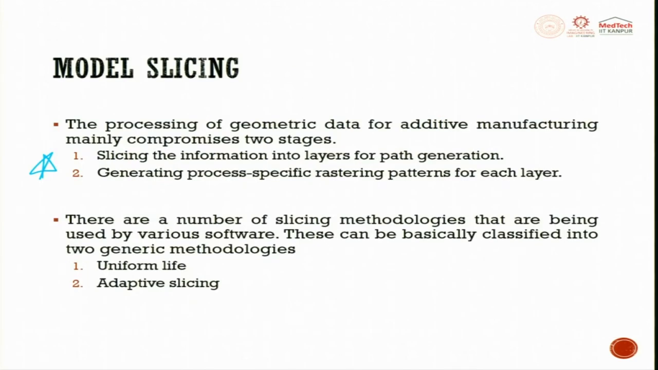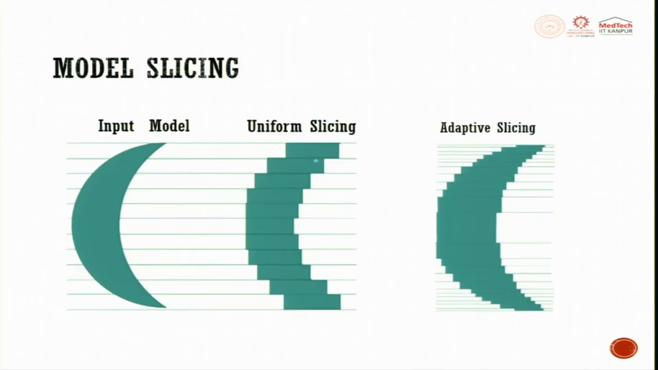There are a number of slicing methodologies that are being used in various software. These can basically be classified into two generic methodologies, uniform and adaptive slicing. So of the number of slicing methodologies, we are discussing two important ones: uniform and adaptive. So this is the input one, this is uniform slicing.